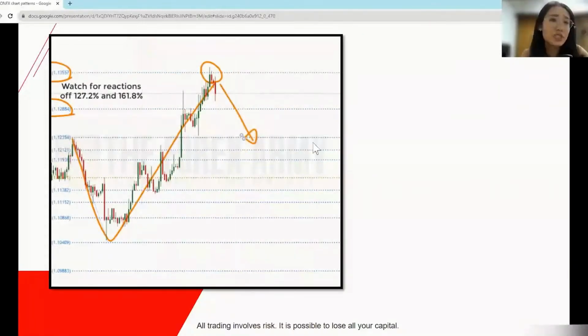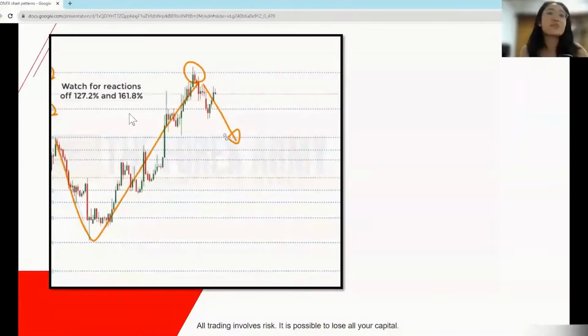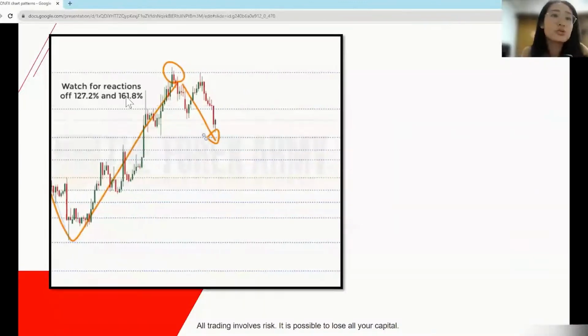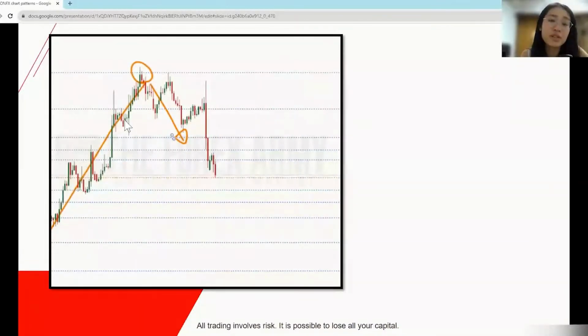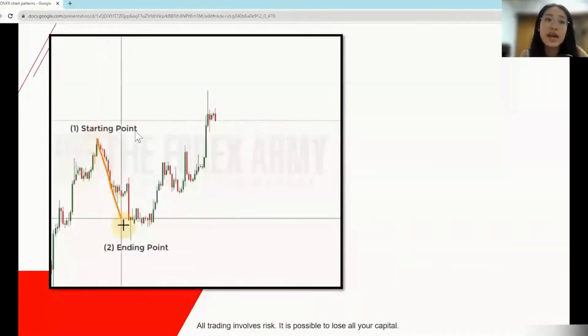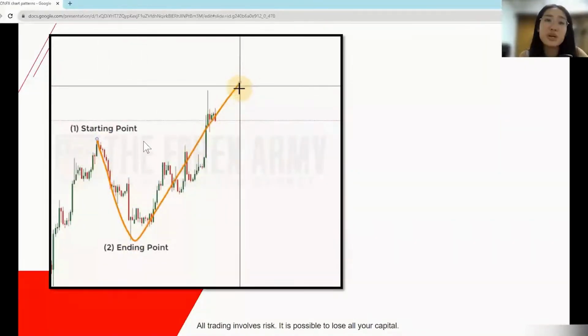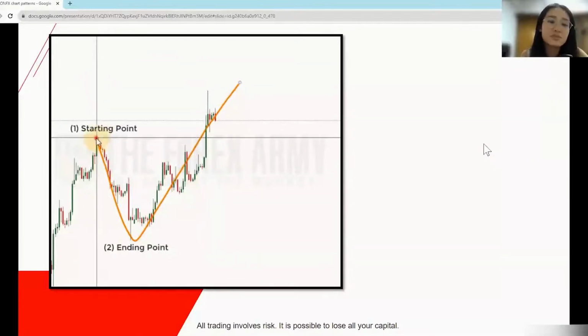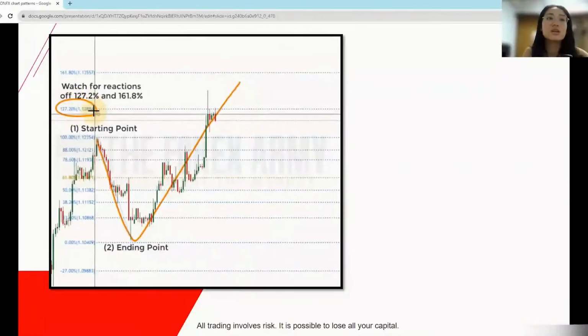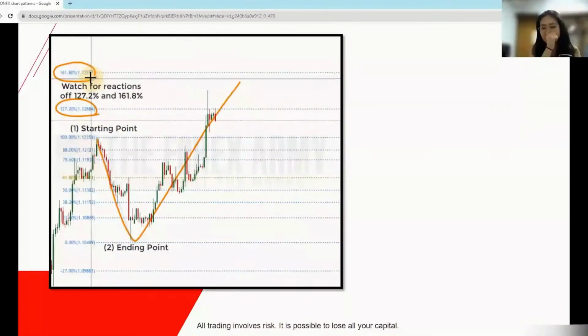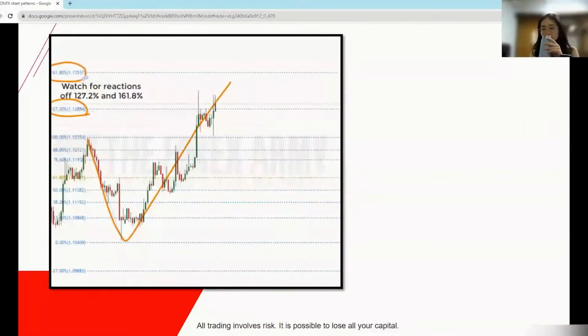Okay, so we're looking for reactions off of the 127.2 and 161.8. Once price breaks out of the 127, then you can go ahead and assume that price is going to reverse off of the 161.8. Okay? I'll just let you guys watch the GIF a couple of times and then we can move on.